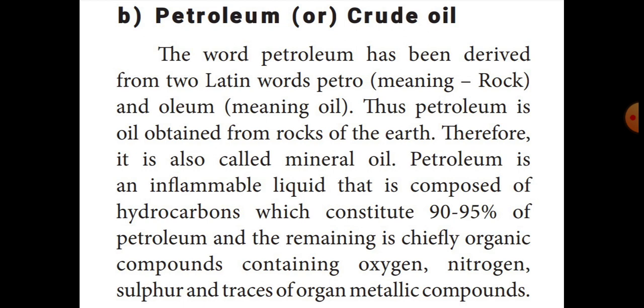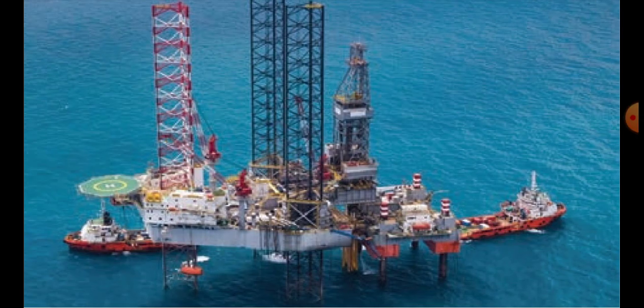The remaining 5% is composed of some organic compounds, for example oxygen, nitrogen, sulphur, some organometallic compounds, etc. Then now see the picture, students. This is an Indian Oil refinery.